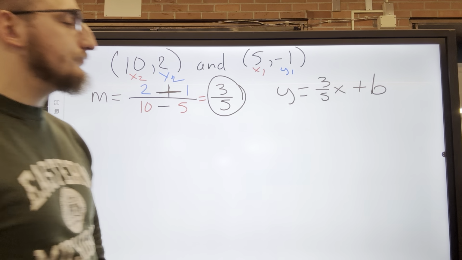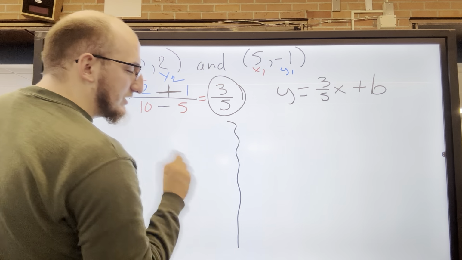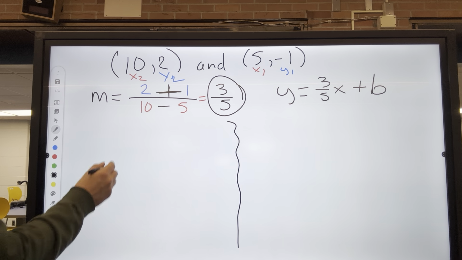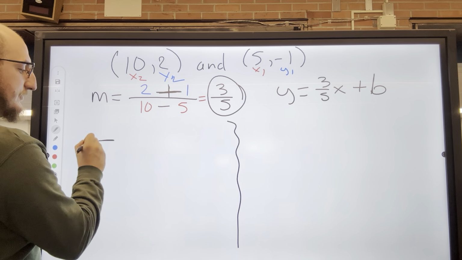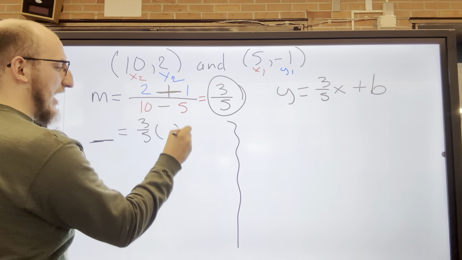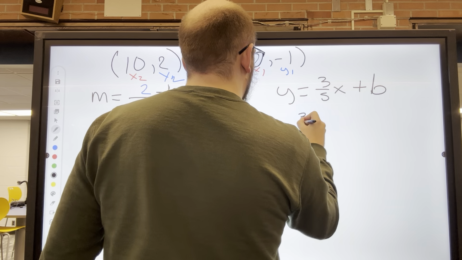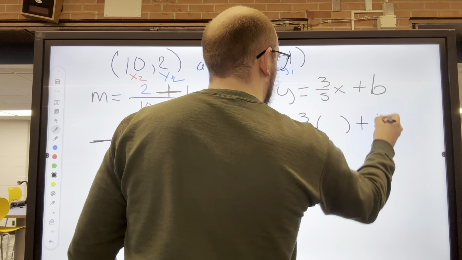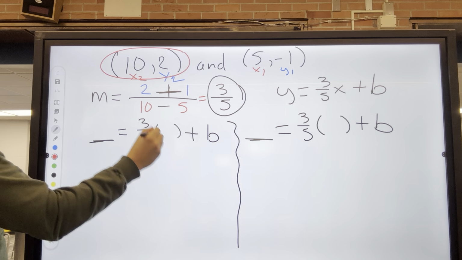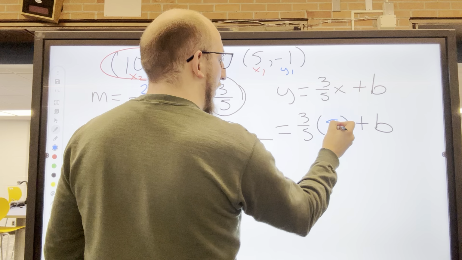Now, I got to find b. Now there's two different points you can plug in. I'm going to plug in both points and see if they both get me the same answer. They will, by the way, but let's just see. So on this side, I'm going to leave a space for x. I'm going to leave space for y equals 3/5 x plus b. Same thing here, leave a space. Now over on this one, I'm going to plug in this point. What's my x? 10. What's my y? 2. On this side, what's my x? 5. What's my y? -1.